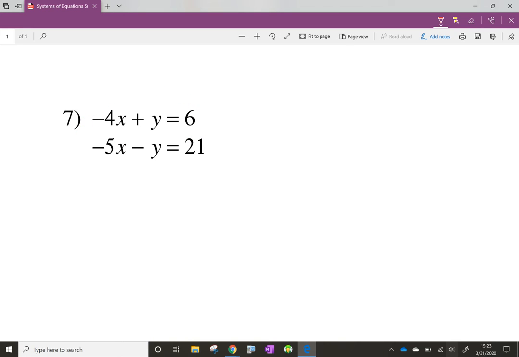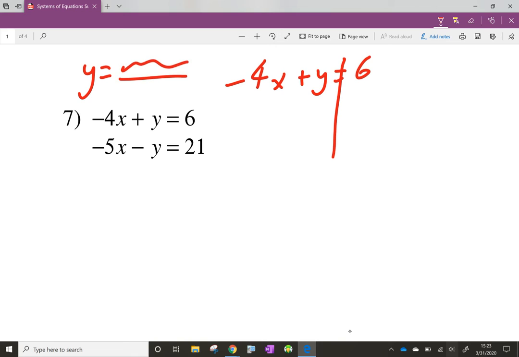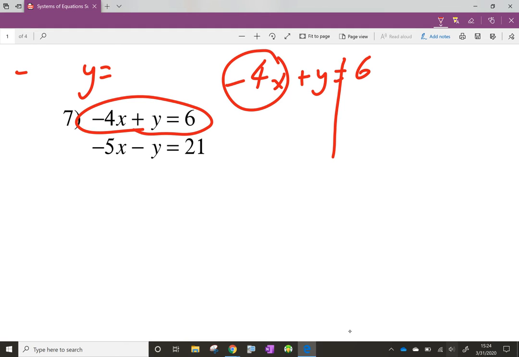Now, what I do notice when I look at this is I notice immediately this y here. It's a positive y. It has no coefficients. So when I look at that equation, -4x plus y equals 6, I need an equation to be in slope-intercept form, right? I need it to be y equals and then everything else. I can't have other things on the same side as the y. So we're going to rearrange this equation so the y is by itself. It's pretty simple. All I have to do is move the -4x to the other side. If I do that, then the y will be by itself.